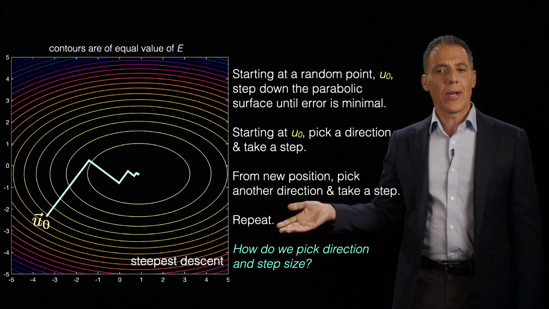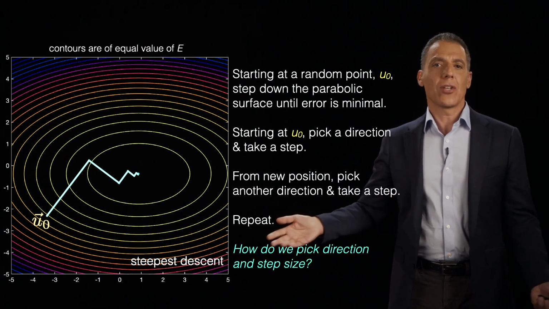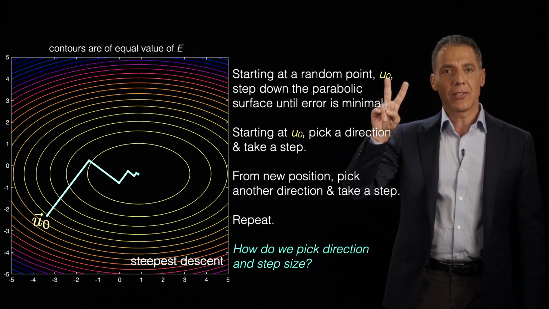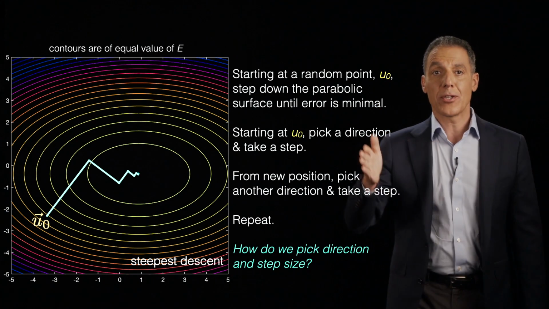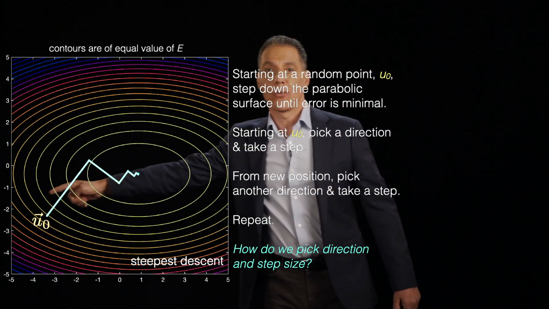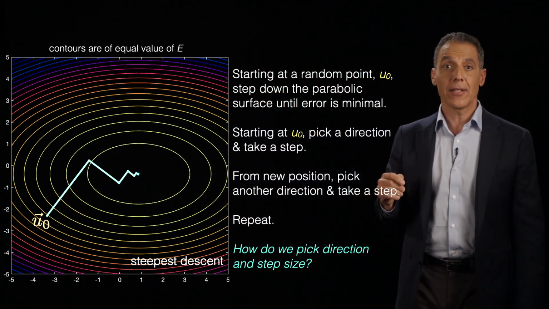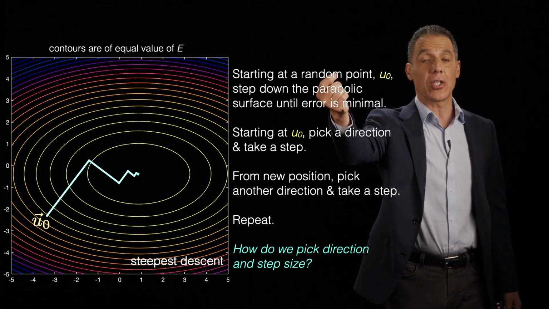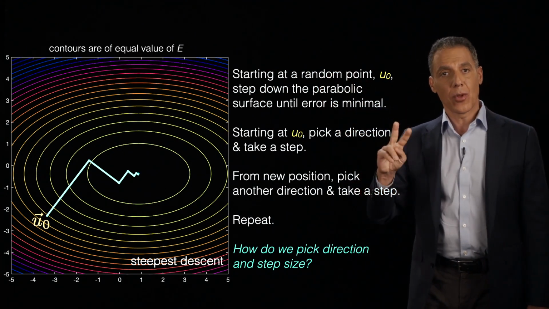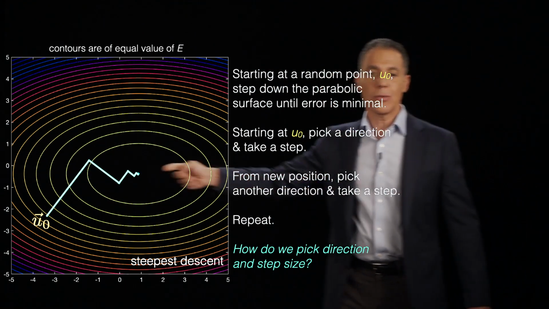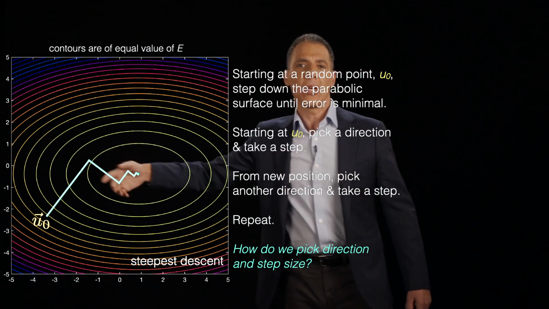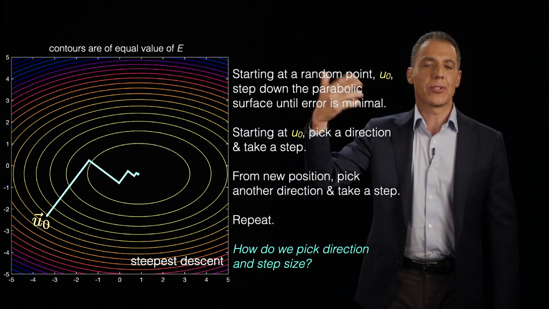So a couple of questions. One is, okay, that's all fine and good, but now I have to decide on two things. How do I know what direction to go into given a random starting point? And how do I know how far to go down? Those are the two things we're going to have to figure out. And once we figure that out for the first step, then we'll have it for the second step, and the third step, and the fourth step.